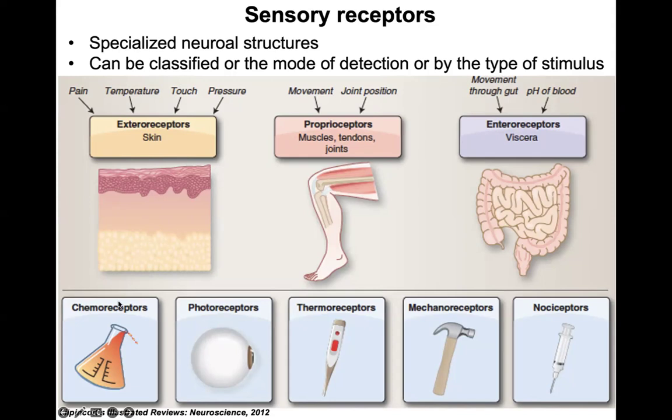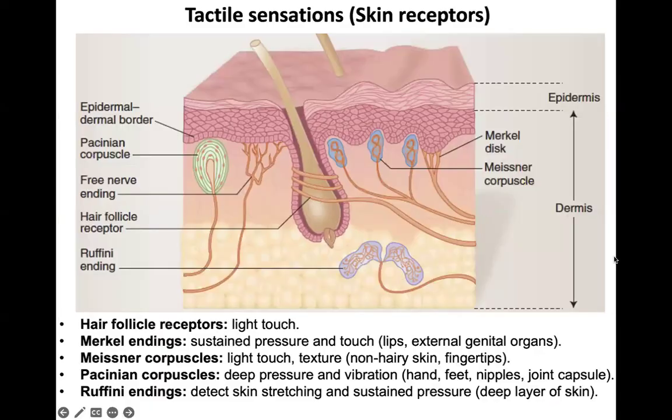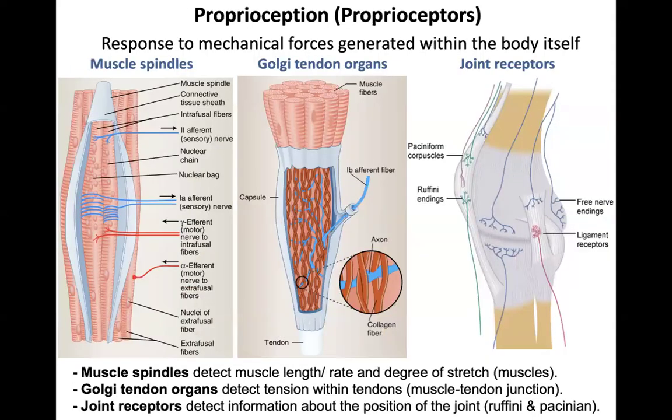If you characterize receptors based on how they are activated, then you have chemoreceptors, photoreceptors, thermoreceptors, mechanoreceptors, and nociceptors. We talked about this last time, okay? And we talked about different types of skin receptors too. So the Pacinian corpuscle detects vibrations, and the hair follicle receptors detect light touch, and the deep one, the Ruffini ending, detects deep pressure, sustained pressure, for example, okay?